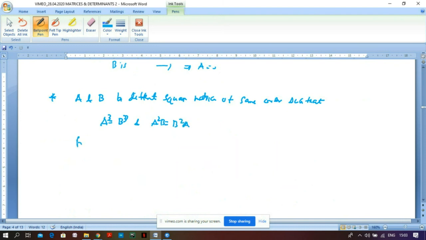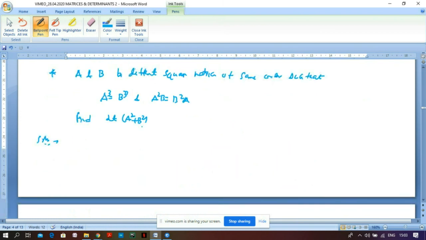You have to find the determinant of A square plus B square. It looks quite strange how A square plus B square will form. There is no rule for det of A plus B. Of course, the det of PQ rule is there, det of P times det of Q. Det of P plus Q has no rule, and so we are stuck on what to do.